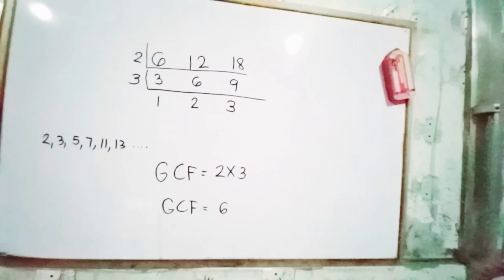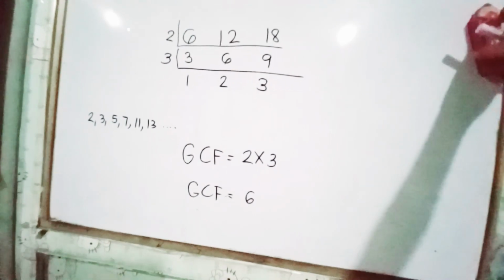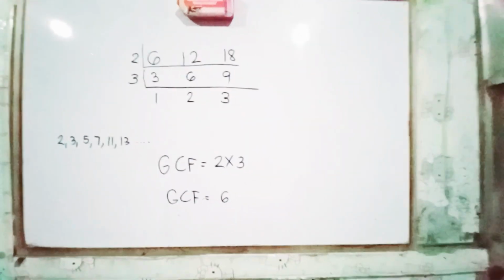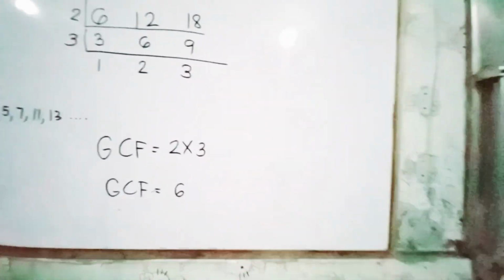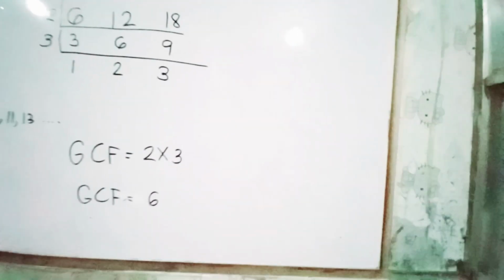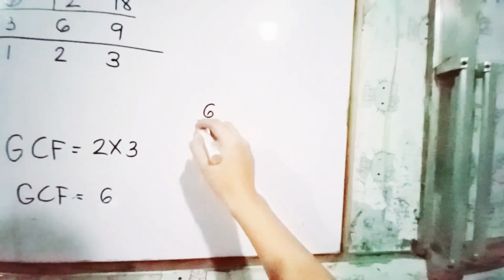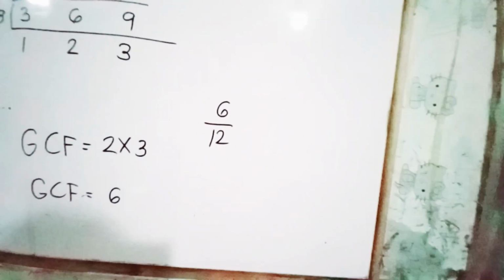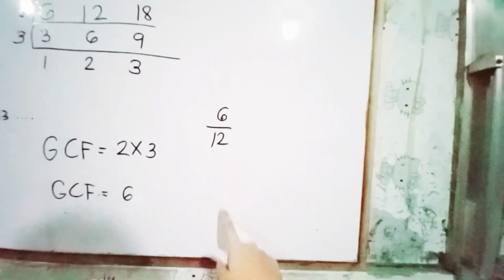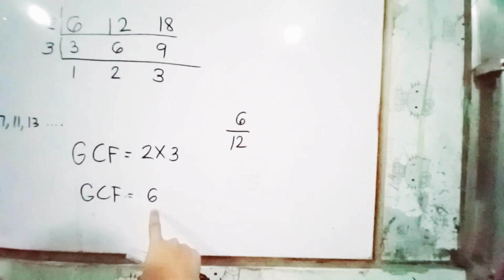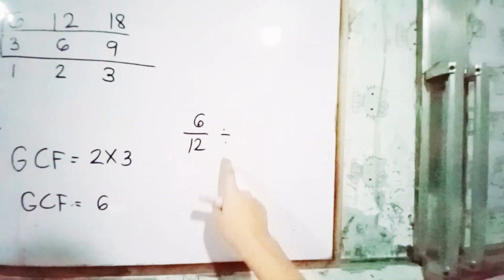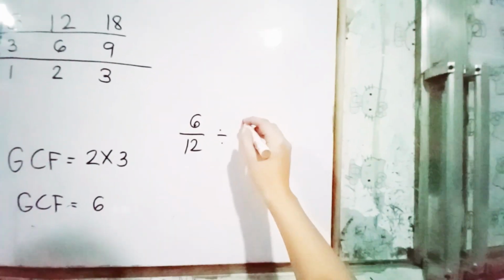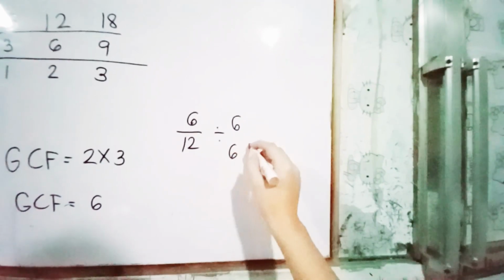Now, what's the use of GCF? GCF, or greatest common factor, is very useful, especially if you are reducing a fraction to its lowest term. So, let's have an example. We will use this one. We have 6 over 12. As you can see, the GCF of 6 and 12 is 6. We already solved that. So we will divide both the numerator and the denominator by their GCF, 6.